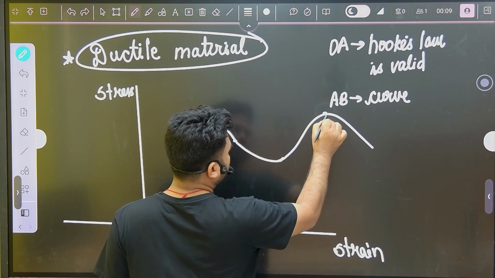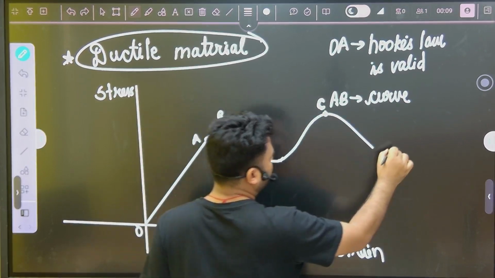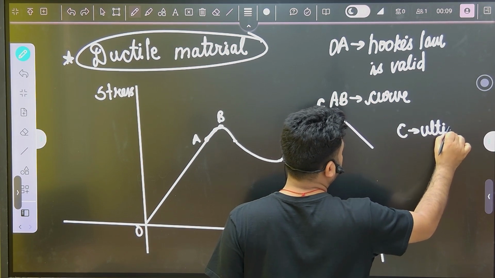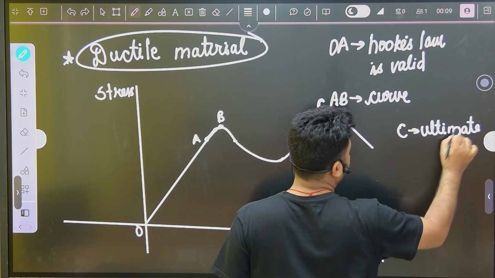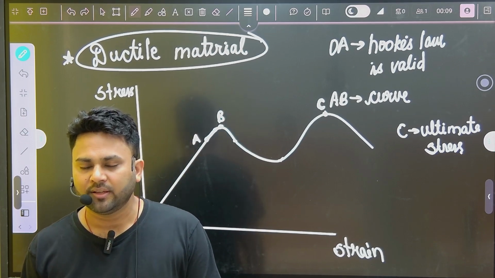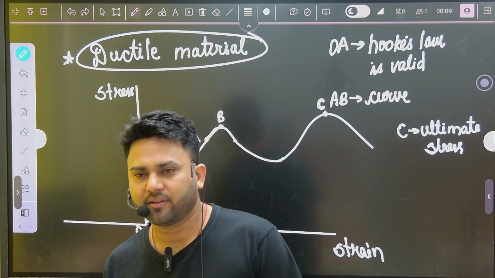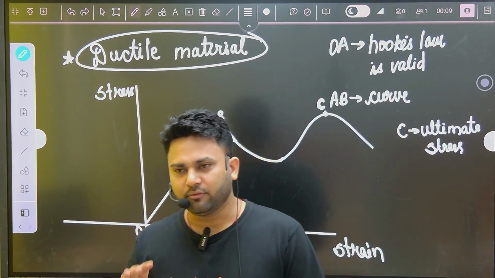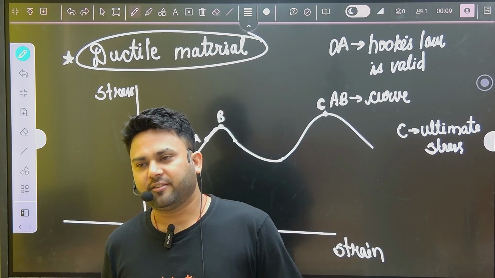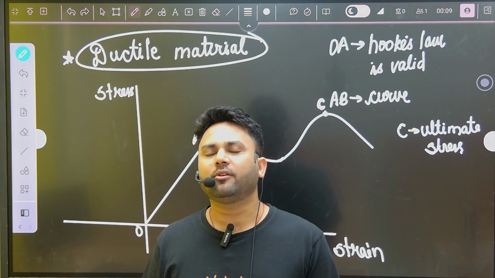This point, this C point, is the ultimate stress. Ultimate stress. What is ultimate stress? This is the maximum stress that a material can tolerate. Correct? Maximum stress, suppose I am beating you. Maximum how much you can tolerate, maximum how much your body will tolerate. After that, you will become unconscious.